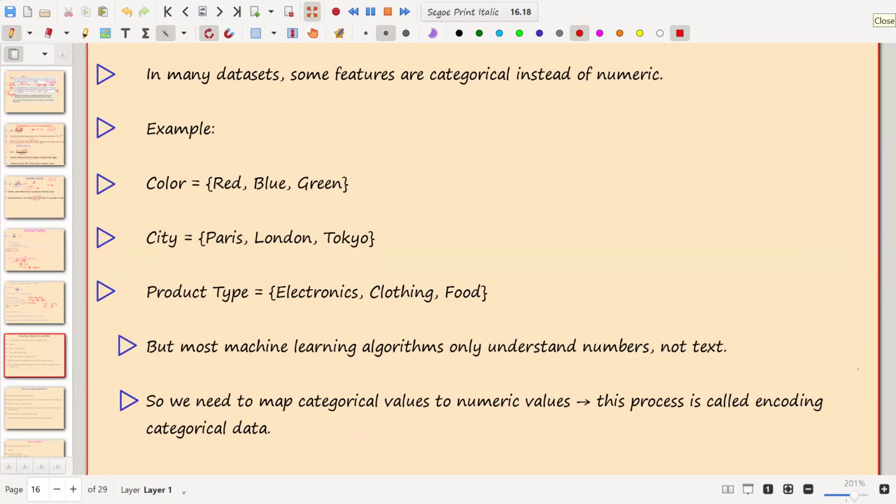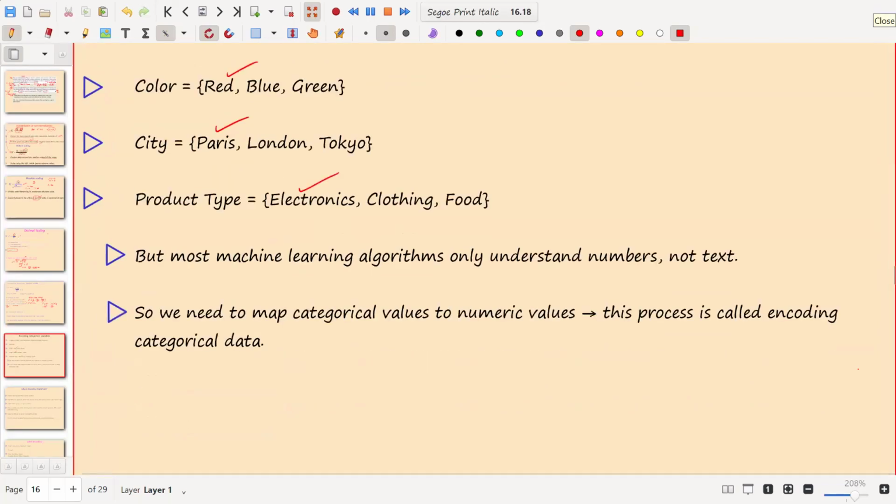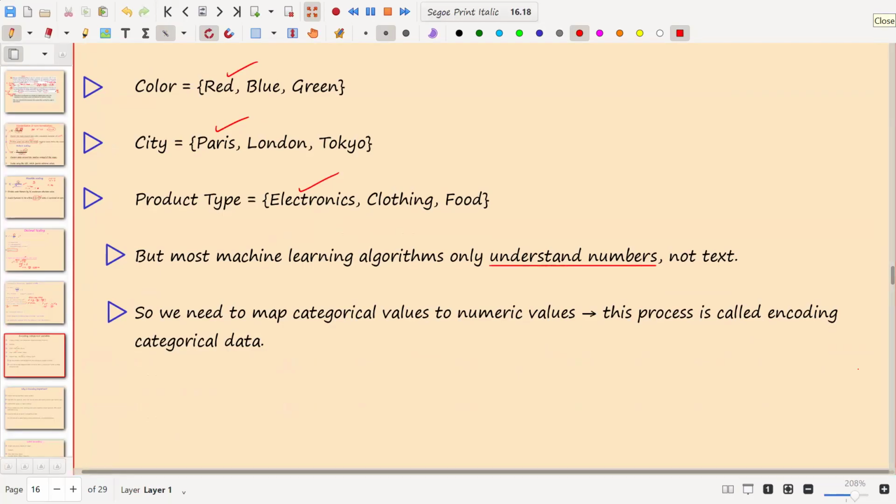So therefore we have this topic known as encoding categorical variables so that we can work with categorical variables. It's a way of conversion. So in many data sets, some features are categorical instead of numerical. Example, you can see the colors, city names, product types. However, most of the machine learning algorithms only understand numbers. They don't understand any text, right? So how can you do that? So one idea is to map these categorical values to numeric values. Okay, and this such type of process is referred to as encoding categorical data.